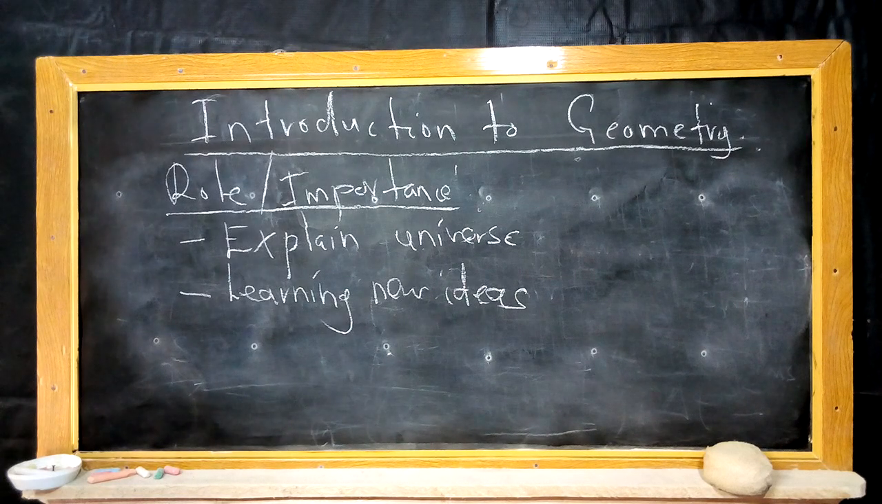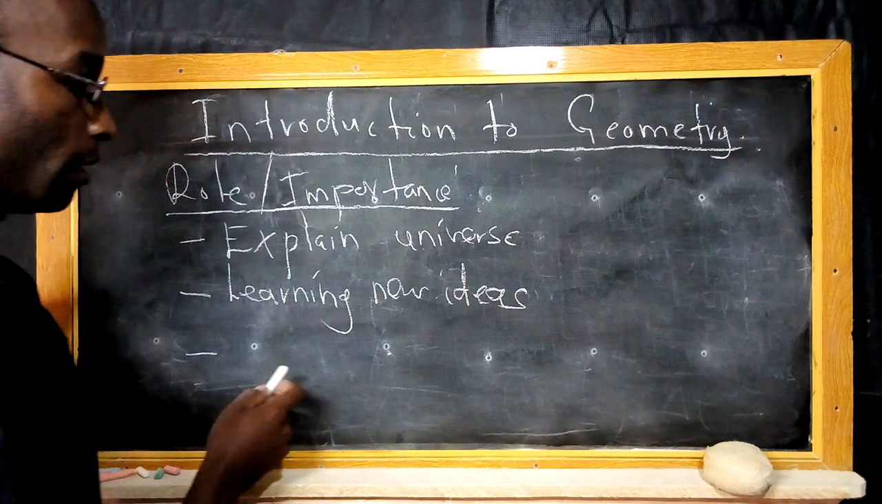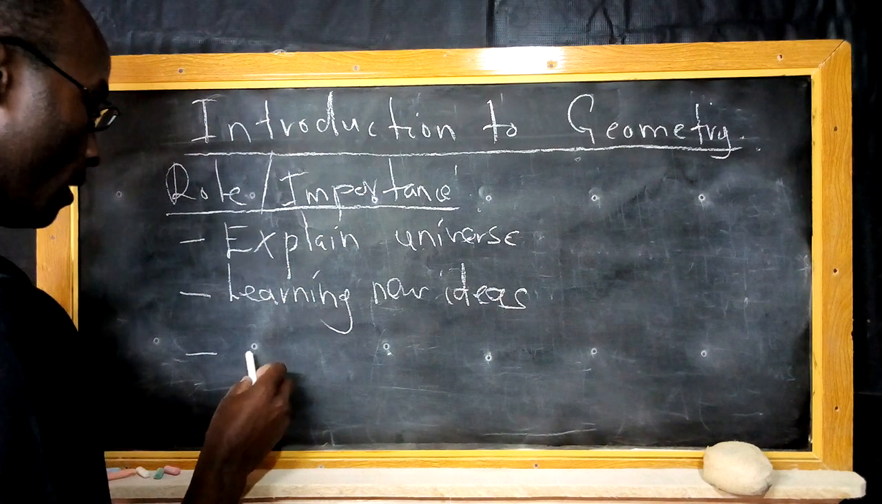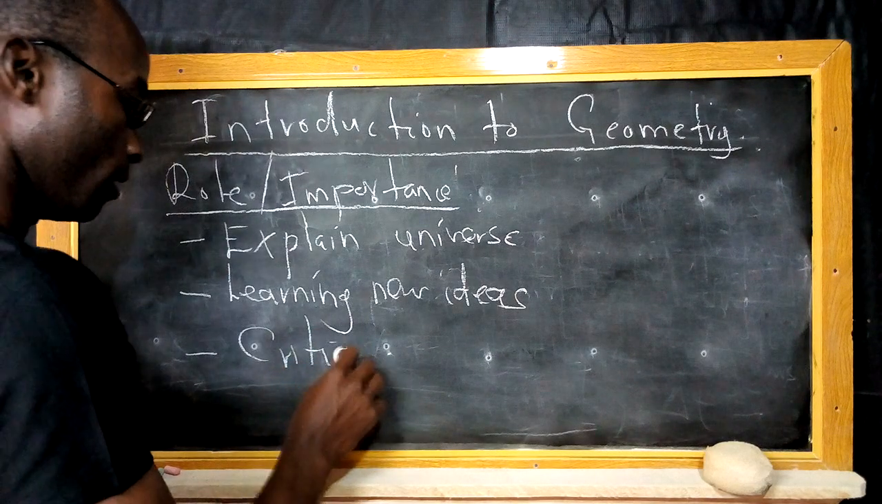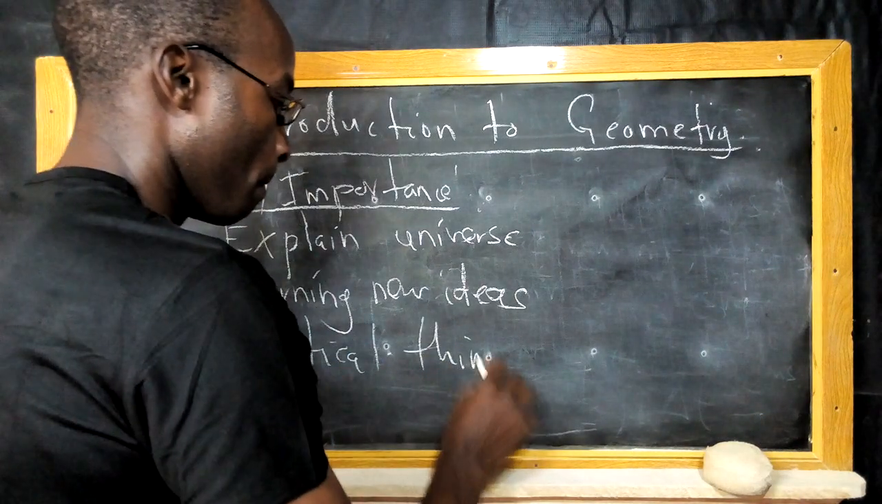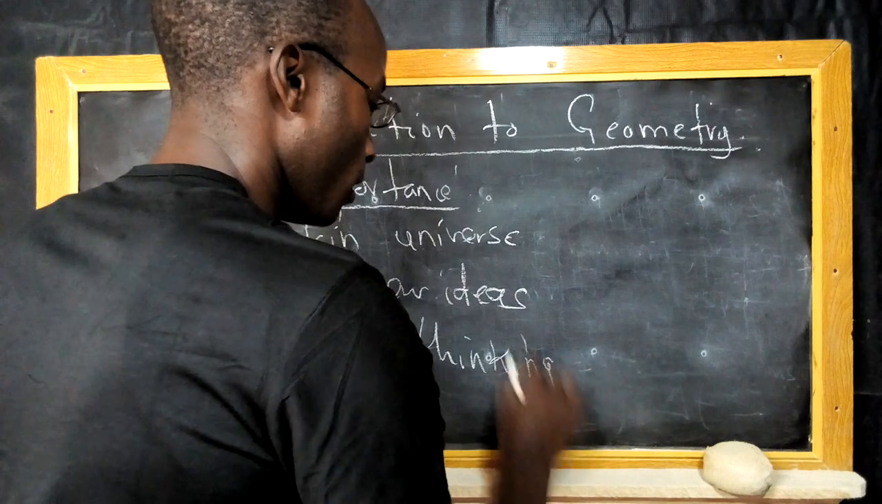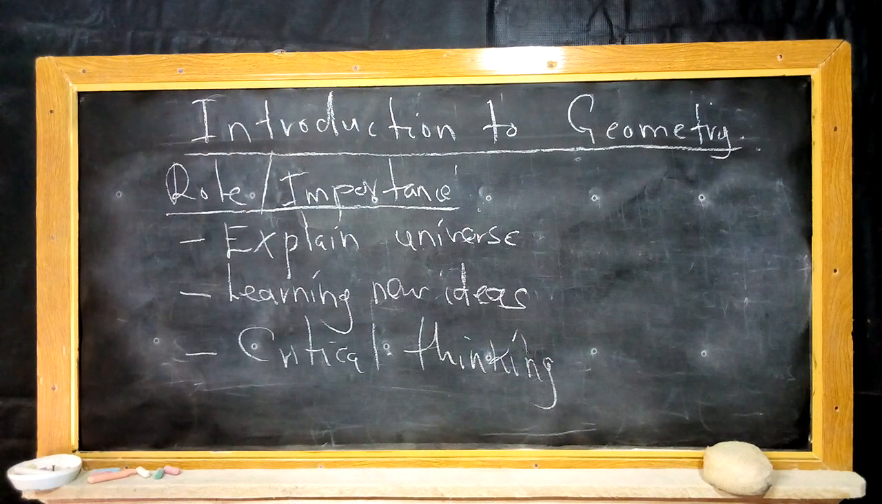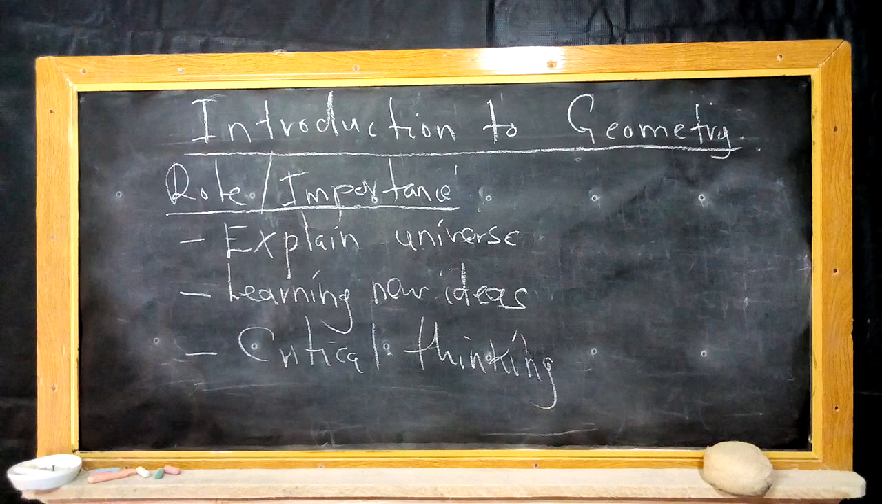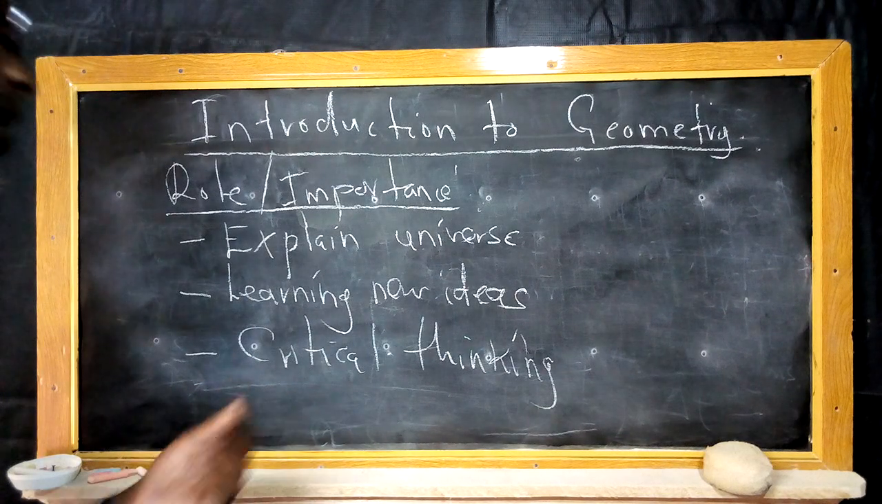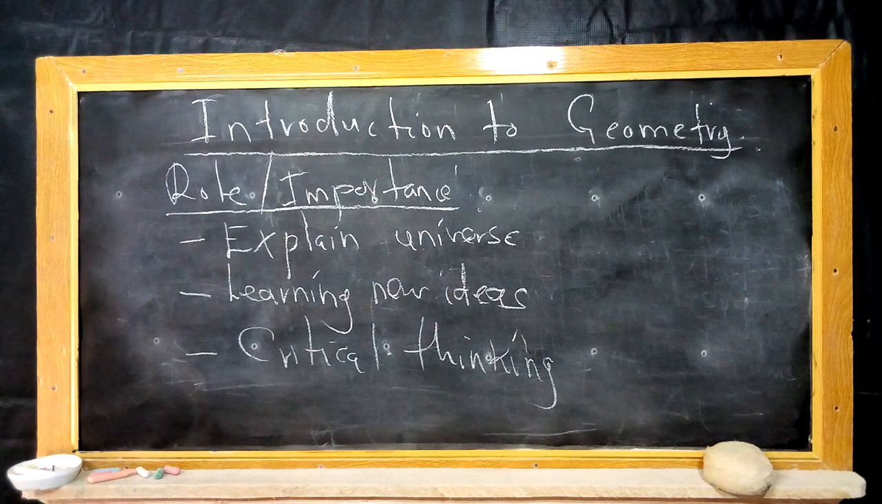Then, for us to develop critical thinking and deductive reasoning: in studying geometry and trying to solve problems involving the shapes and angles we have mentioned, we develop logical thinking skills and deductive reasoning, and in the process we can gain analytical skills which will help us in problem solving.